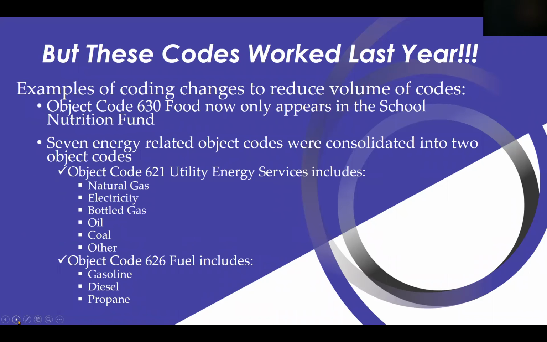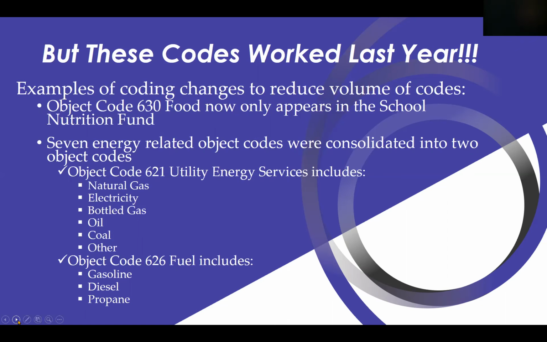We also, for another example, we pulled out 630 food, which appeared in every function code. Now it only appears in the school nutrition fund, and that makes sense. Some schools do use food in their regular instruction or in, say, your preschool classes. You won't use 630 because it's not there, but you could code it to 610, which is supplies.